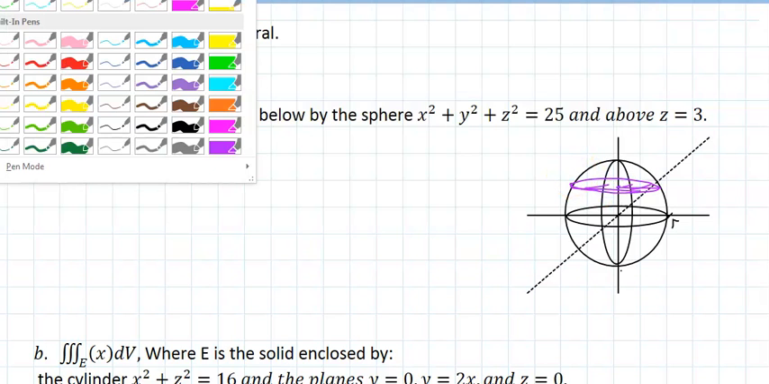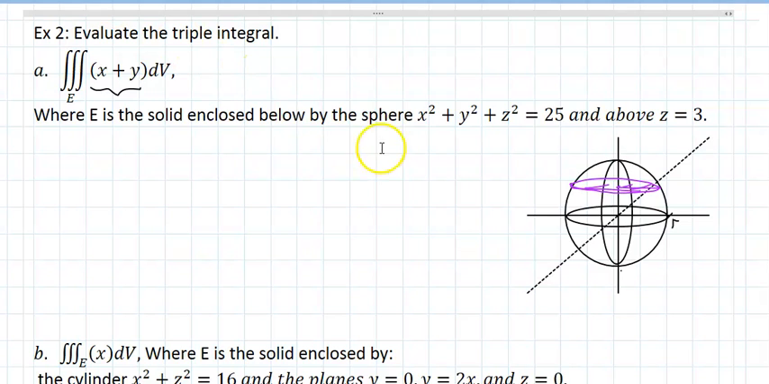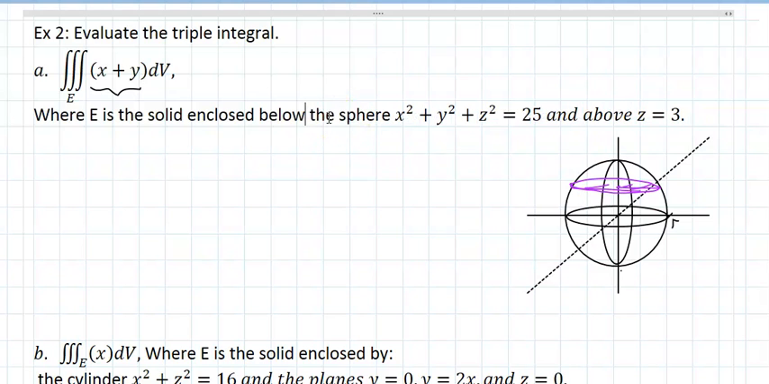So what are they saying? The bottom half or the top half? What is it that they want? It says, evaluate the triple integral. Now I'm going to set them up, assuming you could integrate, where E is the solid enclosed below by the sphere, and above z equal 3. Okay, so below by the sphere, and above by z equal, you know what? That's not, here we go. Below the sphere and above z equal 1. That's better.